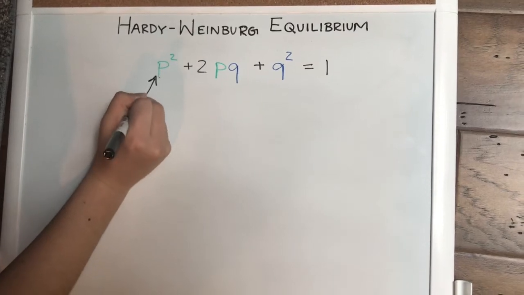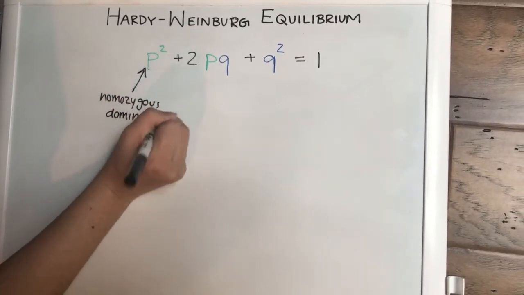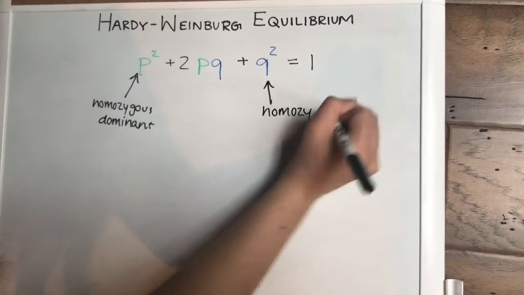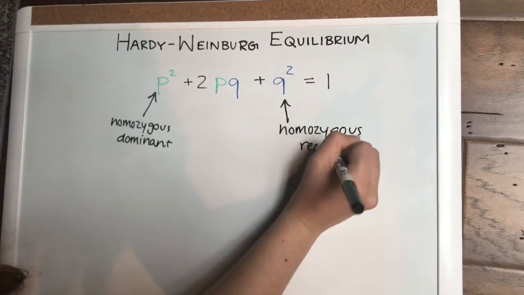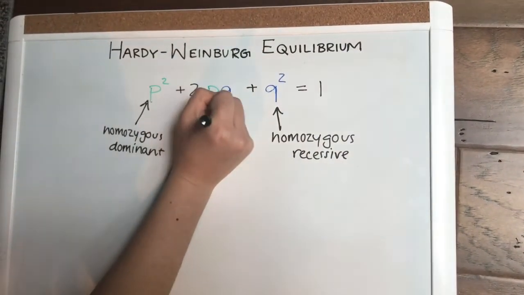The Hardy-Weinberg equation is p squared plus 2pq plus q squared equals 1. The p squared value represents the homozygous dominant genotype. The q squared value represents the homozygous recessive genotype, and the 2pq value represents the heterozygous genotype.